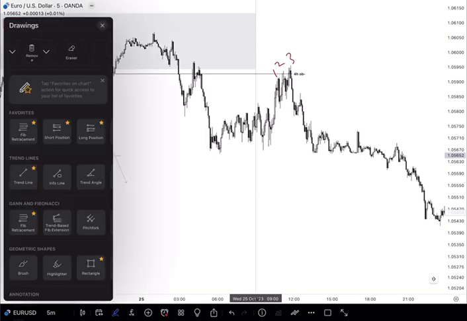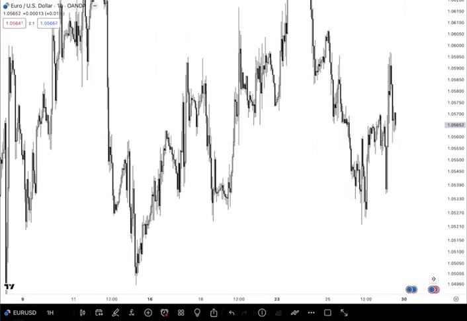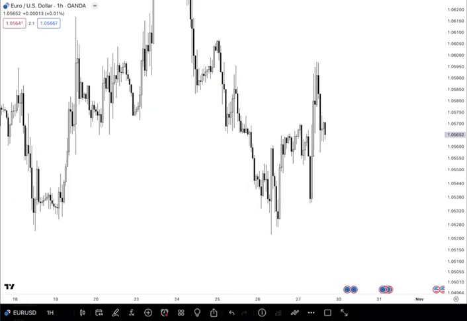Now we move on to the next one, which is the 1 hour to 1 minute market profile, right?